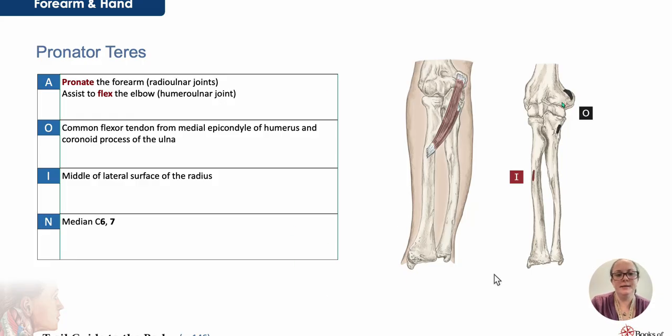All right. This guy starts at the medial epicondyle, runs across, and connects on the medial part of the radius. So it crosses over from medial to lateral, hence that whole pronation.